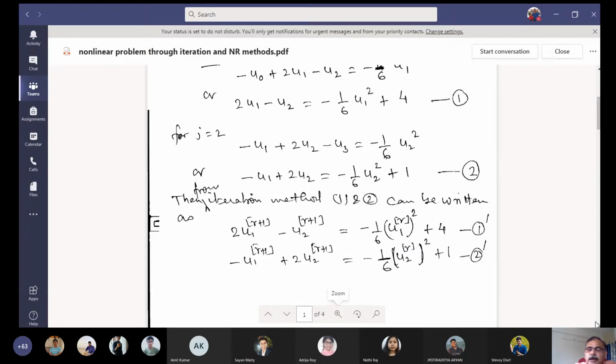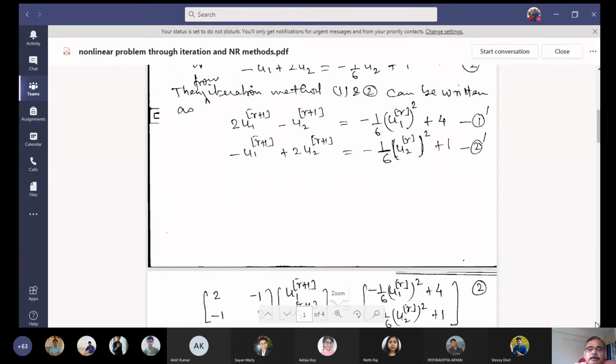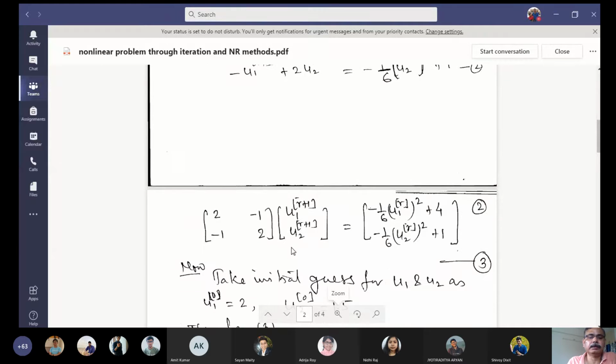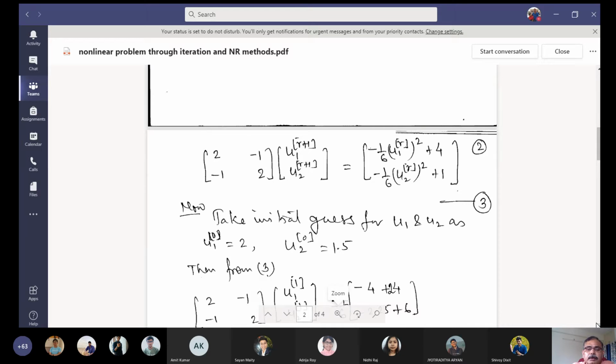So these are the two equations you get, and now it is linearized. Since these are the previous values, u1r and u2r are both known quantities. So we may write it as a matrix equation. This is the coefficient matrix A, that is 2, minus 1, minus 1, 2, times u1 r plus 1 and u2 r plus 1, and on the other side the right hand side is known. So now this is in the form Ax equal to B, and you can use Gauss elimination or LU decomposition.